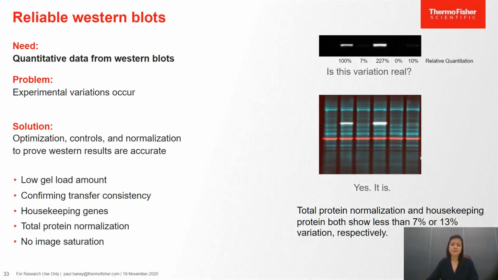In summary, in order to achieve reliable quantitative data from the Western blots and to avoid experimental variations, optimization, controls, and normalization are required to prove the accuracy of your results. This can be achieved by using a low gel load amount to prevent membrane saturation, confirming transfer consistency by membrane labeling or staining, normalization using housekeeping genes or total protein, and ensuring no image saturation by using an imager with a high dynamic range.